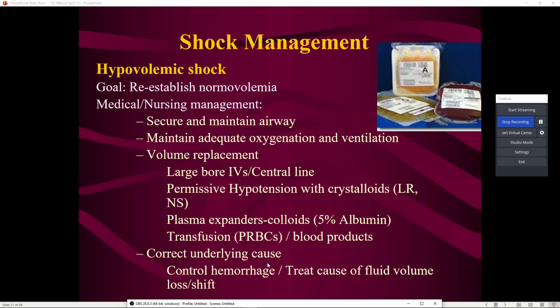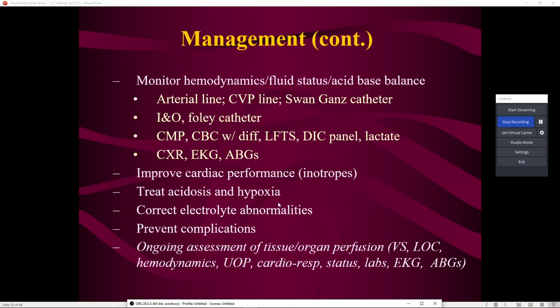Internal, it may be a little harder. Get ready for this patient to go to surgery if they have an aggressive internal bleed and they have signs and symptoms of hypovolemic shock, either decompensated or compensated. A lot of things we're going to go ahead and monitor.